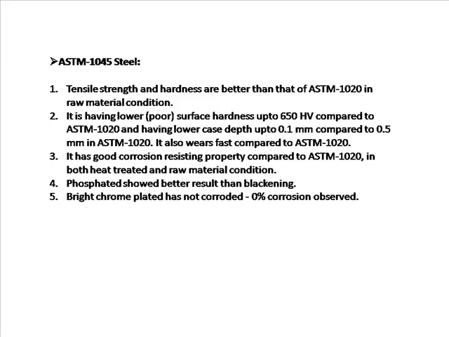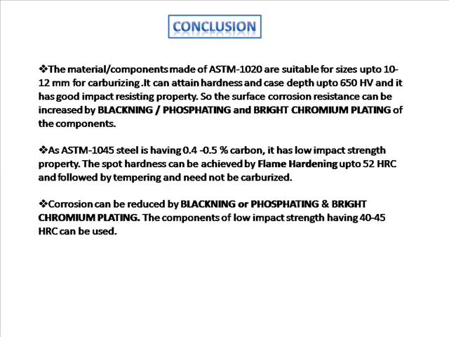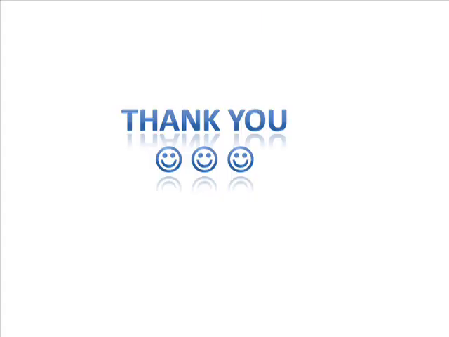Phosphating shows better results than blackening. Bright chromium plating has not. The material components made of ASTM 1020 are suitable for sizes up to 10 to 12 mm. ASTM 1045 steel has 0.4 to 0.5% of carbon. It has low impact resistance property. Thank you.